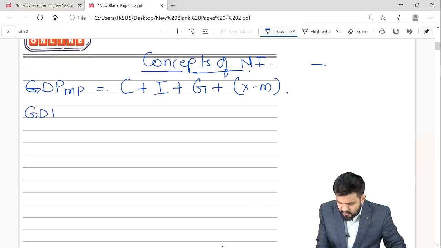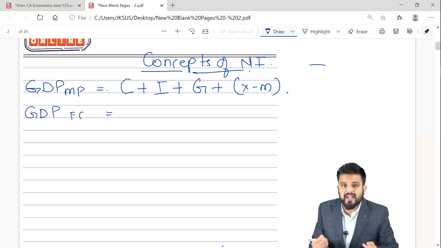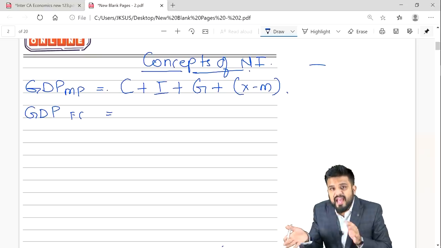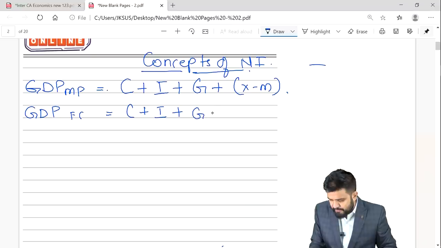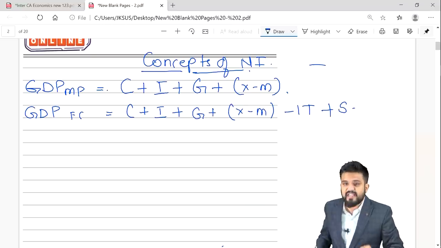So this is the base formula, C plus I plus G plus X minus M. Now if I want to convert this into factor cost, what did I say? Remove IT, add subsidy. So C plus I plus G plus X minus M minus IT plus S. IT stands for indirect tax.